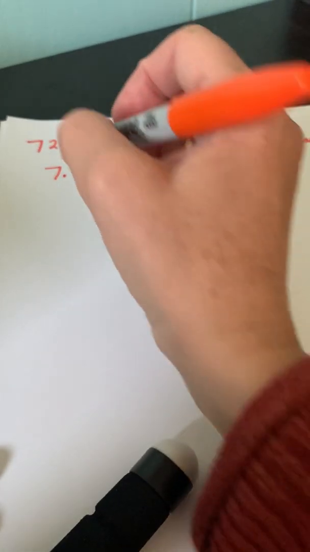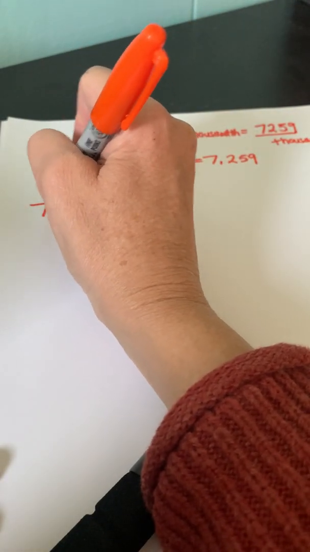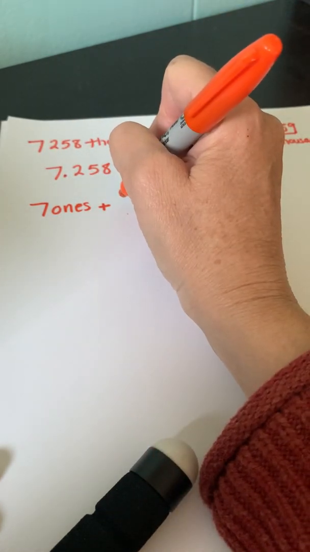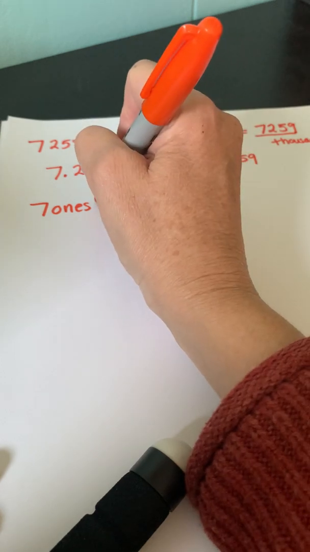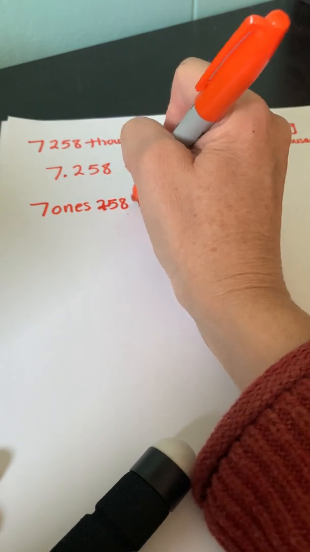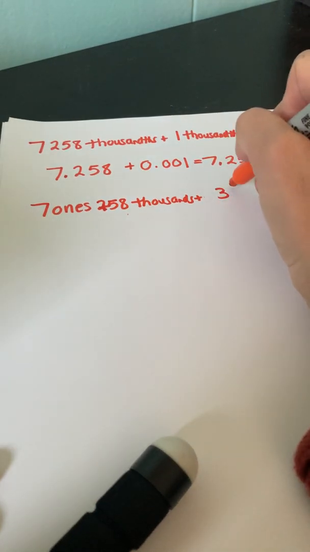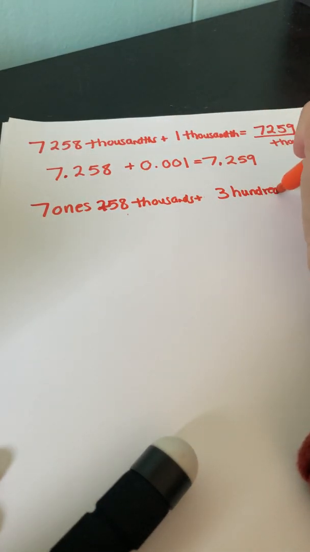All right, let's try another one. What if I have 7 ones, 258 thousandths plus 3 hundredths.